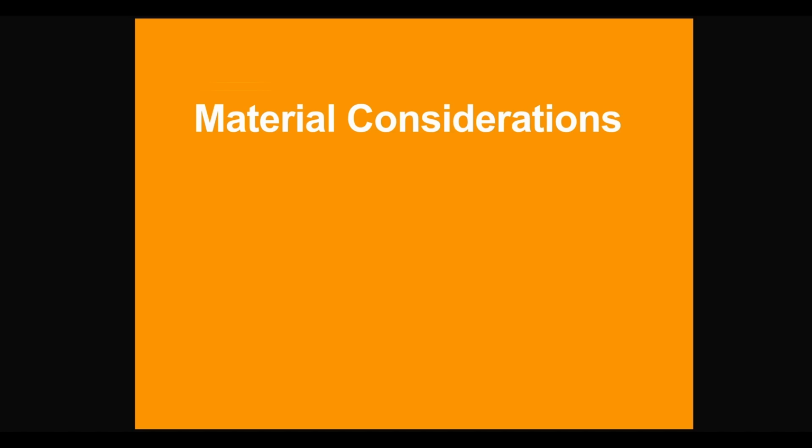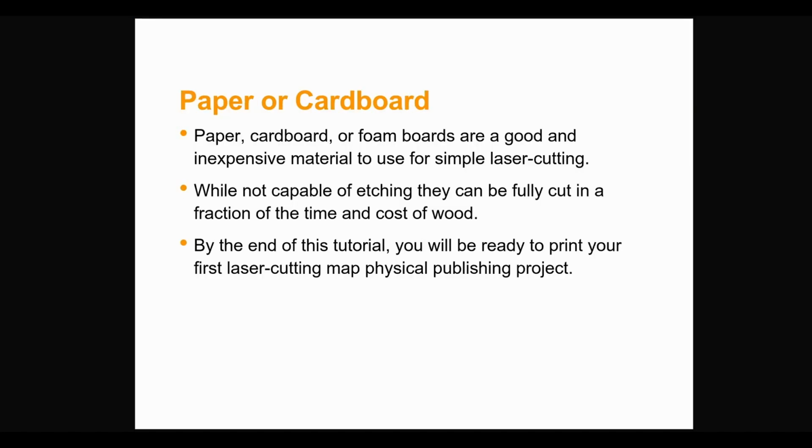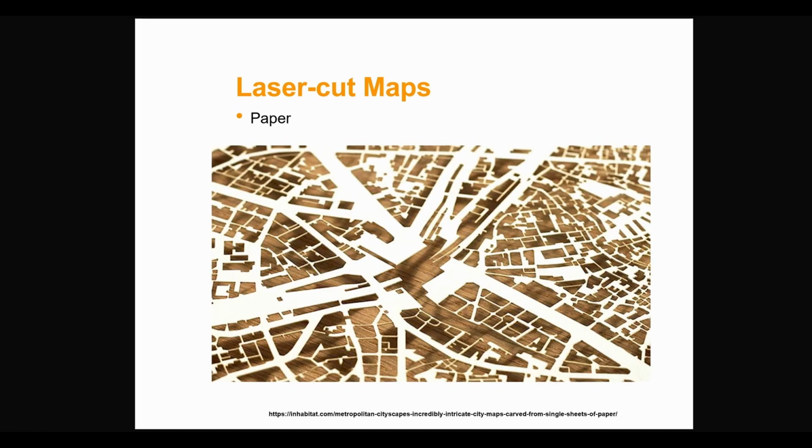Let's look at some material considerations. Paper, cardboard, or foam boards are a good and inexpensive material to use for simple laser cutting. While not capable of etching, they can be fully cut in a fraction of the time and cost of wood. By the end of this tutorial, you'll be ready to print your first laser cutting map-based project. You can see how paper can create beautiful and incredibly thin, precise cuttings of spatial data.